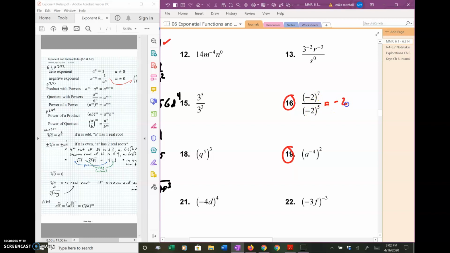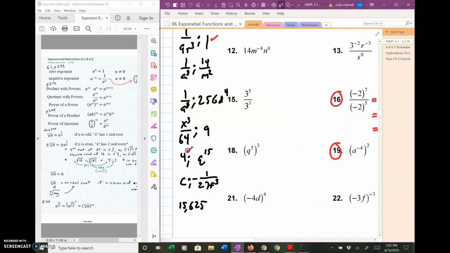So this is just going to be -2 in parentheses, top minus the bottom exponent. That's going to be -2 in parentheses squared. -2 times -2 is 4. Let's look for that over here. There's a 4. I'm feeling good.